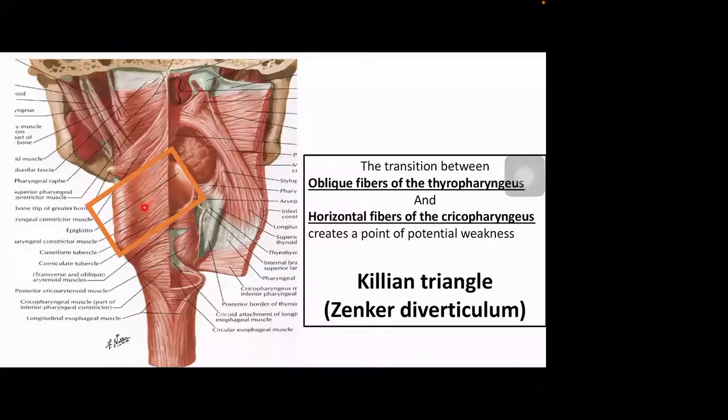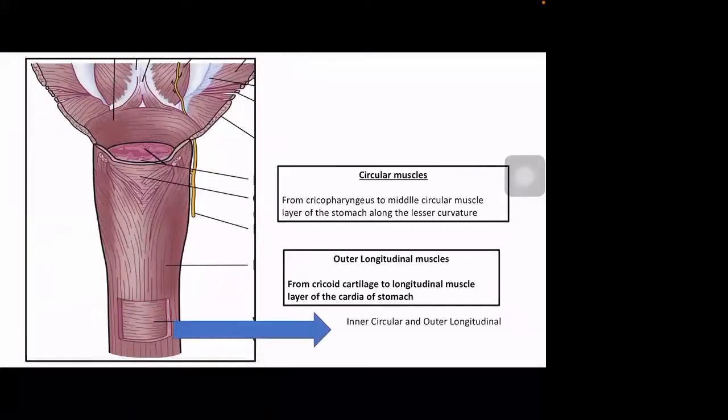It's all oblique fibers, and you can see this. The orientation of the other fibers is horizontal. So the orange rectangle is the oblique fibers of the thyropharyngeus, and the red square is the horizontal fibers of the cricopharyngeus. Thyropharyngeus and cricopharyngeus are both part of the inferior pharyngeal constrictor. These fibers are oriented this way, and those fibers this way. At the point where these fibers meet there is a place of weakness, called Killian's triangle, and the diverticulum which happens through that weak point is called Zenker's diverticulum.